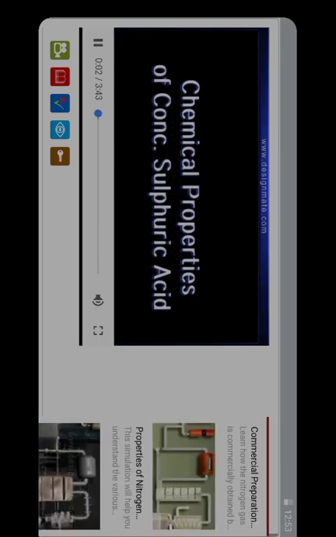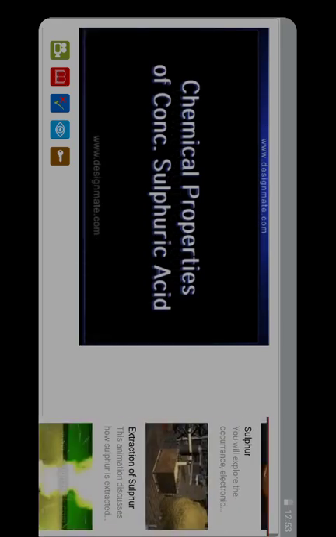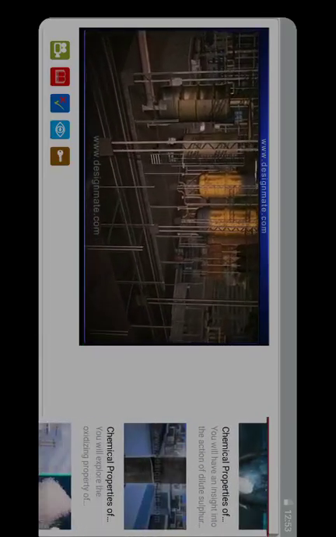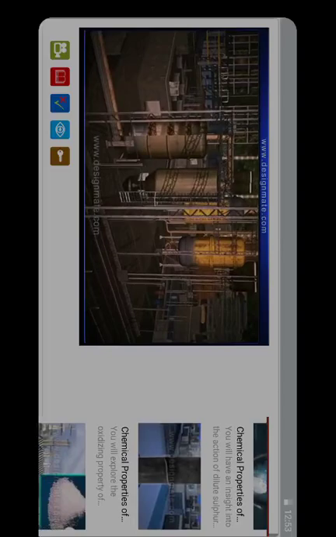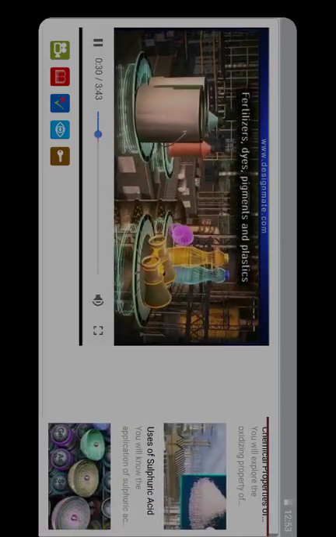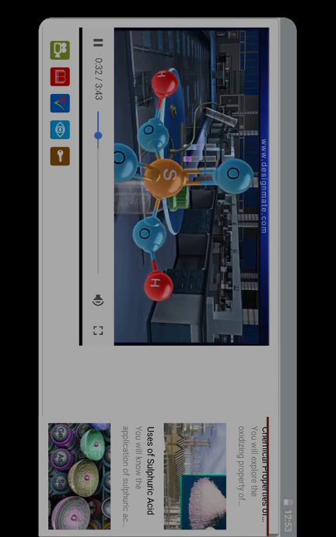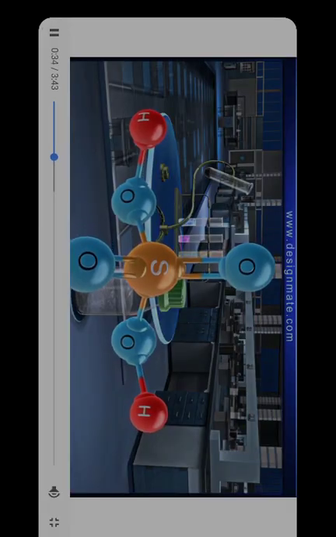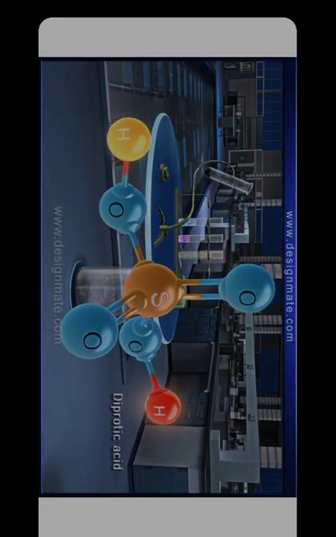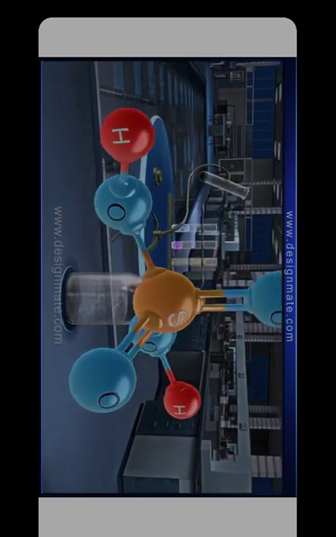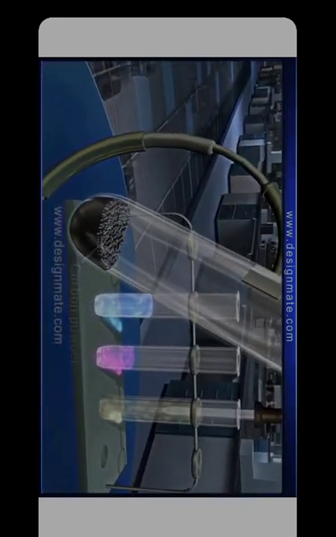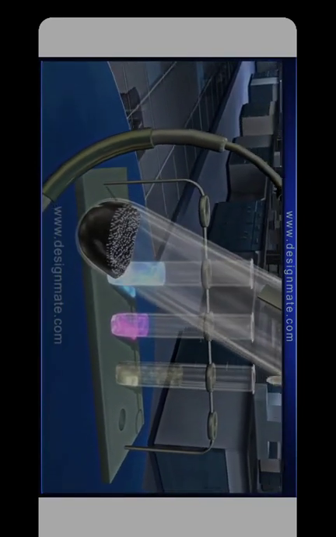Chemical properties of concentrated sulfuric acid. We all are aware that sulfuric acid is a versatile chemical used widely in various industries like fertilizers, dyes, pigments and plastics. Its formula is H2SO4. The presence of two replaceable hydrogen ions in it indicates that sulfuric acid is a diprotic acid. Now, take some carbon powder in a test tube and add a few drops of sulfuric acid to it.